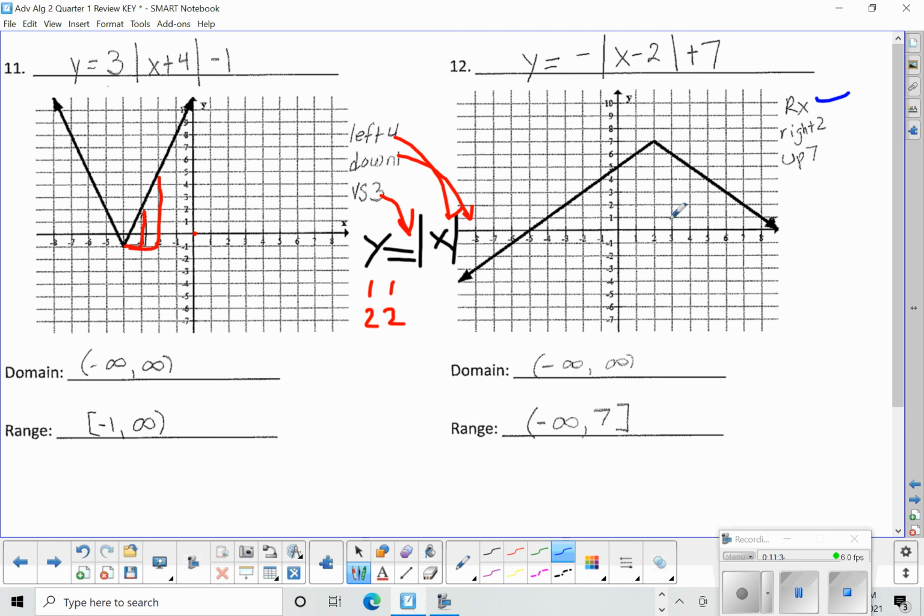Again, negative infinity to positive infinity, forever to the left, forever to the right. The range, this graph is going down forever, so it comes from negative infinity, but as I'm moving up to the top of it, it stops here at 7. That's the top of it. The top is actually at 7, so I use a bracket.